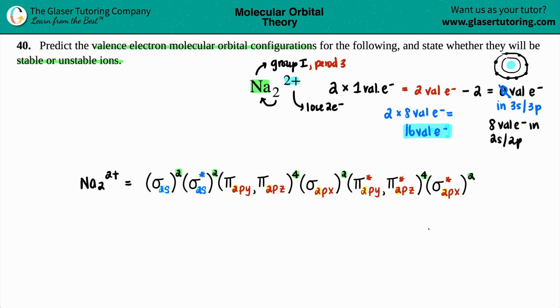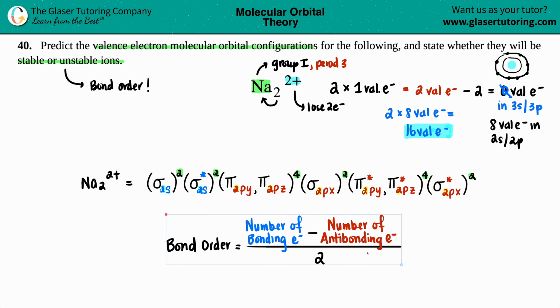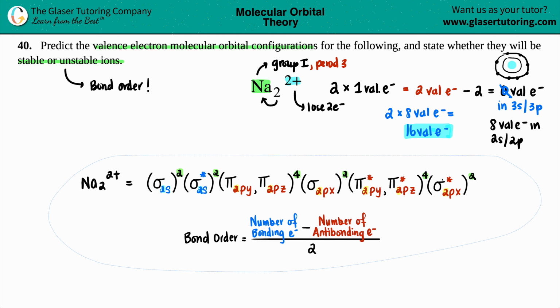Now we just have to figure out, will this be a stable or unstable ion? When they're asking you whether it's a stable or an unstable ion, they're secretly asking you for the bond order. Because the bond order is going to tell you what type of bond is going to be made between those 2 sodiums. And the formula for the bond order is this. Maybe I'll make this a little bit lower and bring all this a little bit up.